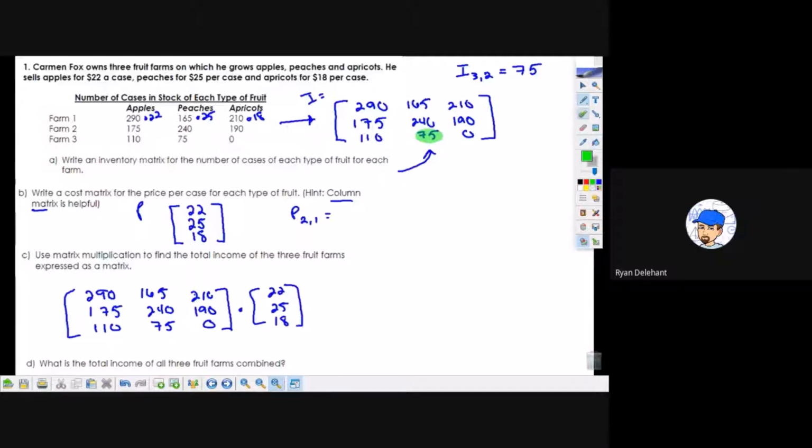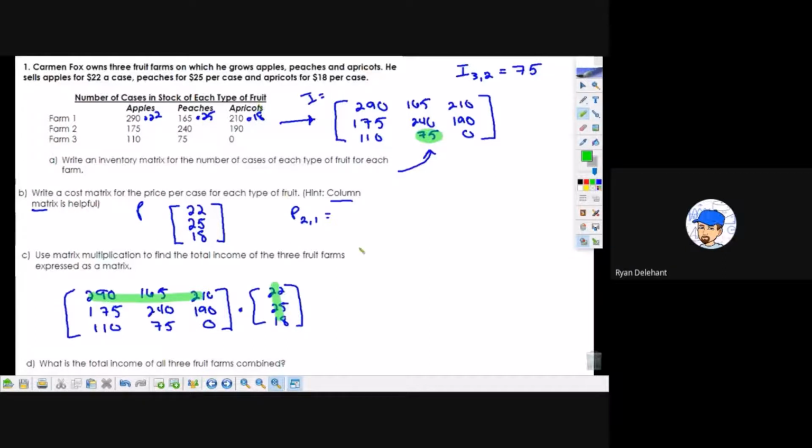And remember the way that our multiplication works, we're going to take rows times column, right? And the way that we have this set up, because we set it up to make this happen, 290 times 22, that's what we wanted up here in the first place. 165 times 25, that's what we wanted to have happen. 210 times 18, that's what we wanted to have happen.